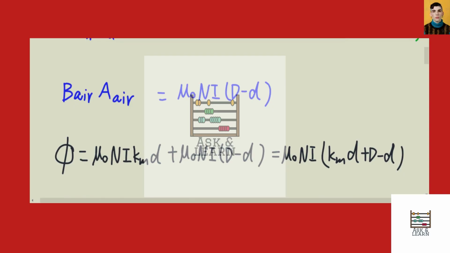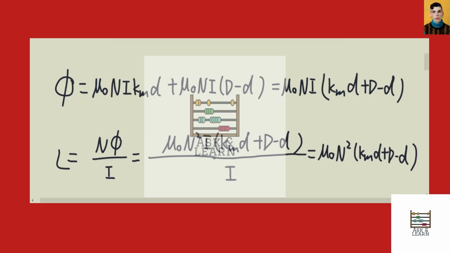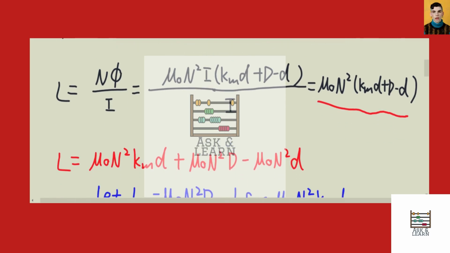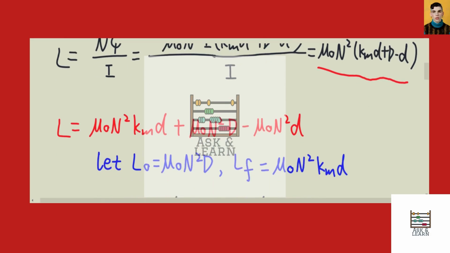So therefore we have the total magnetic flux is equal to mu 0 Ni Km d plus mu 0 Ni (D minus d), which will give us mu 0 Ni times (Km d plus D minus d). Therefore we have L, which is the inductance, equal to N phi over I, which will eventually give us mu 0 N squared times (Km d plus D minus d). If we expand it, we'll have L is equal to mu 0 N squared Km d plus mu 0 N squared times capital D, and then minus mu 0 N squared lowercase d.